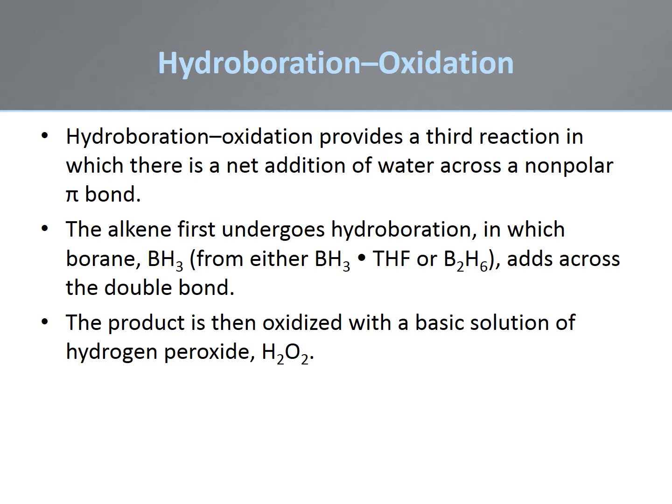Hydroboration-oxidation is the third method for adding water across a nonpolar pi bond. This method is complementary to acid-catalyzed hydration and oxymercuration-reduction. The method consists of two synthetic steps. In the first step, borane adds across the pi bond to form an intermediate, which is then oxidized with hydrogen peroxide and base to form the product alcohol.